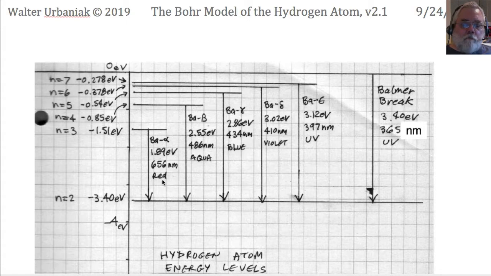The Balmer alpha line, which is also called the hydrogen alpha or H-alpha line, is 1.89 electron volts. It's 656 nanometers, and we see it as red. We also see the Balmer beta, gamma, and delta emission lines. We see them as colors aqua, blue, and violet.